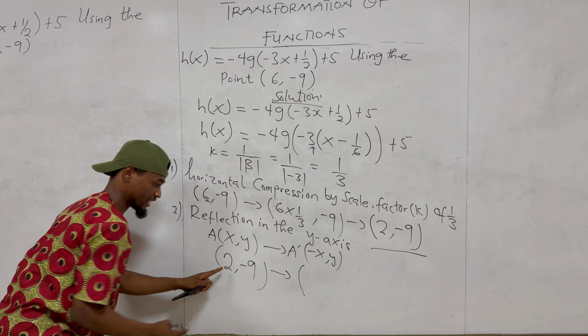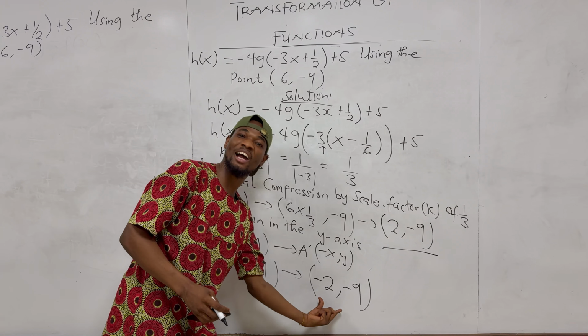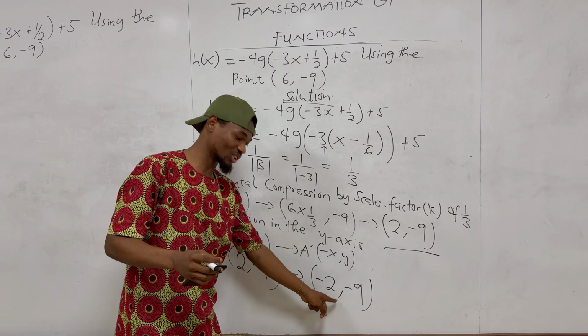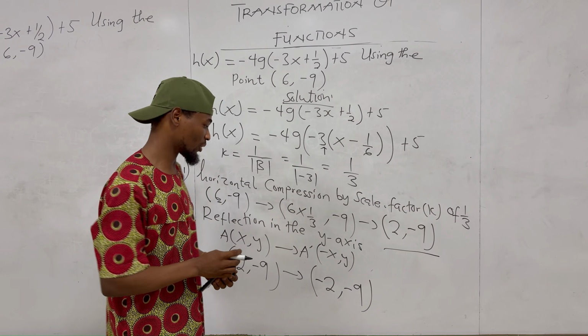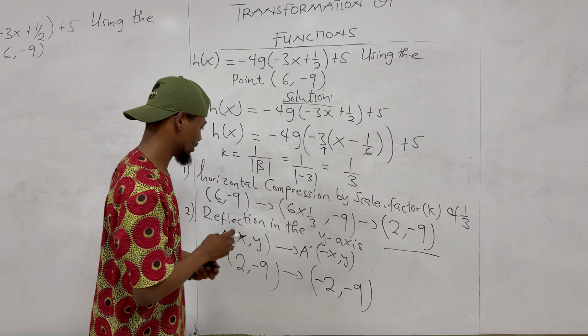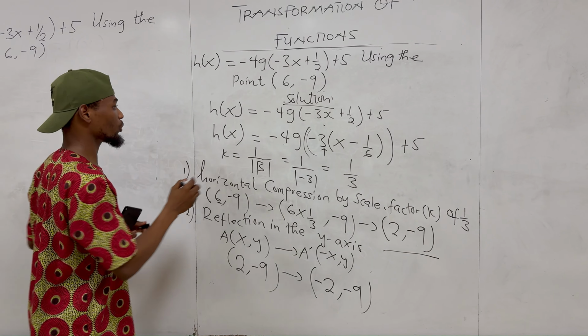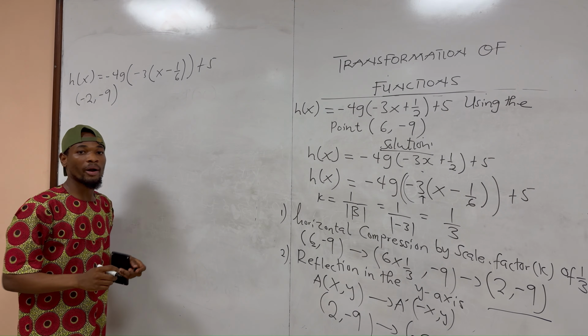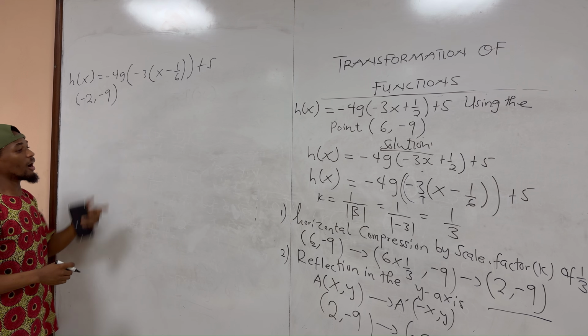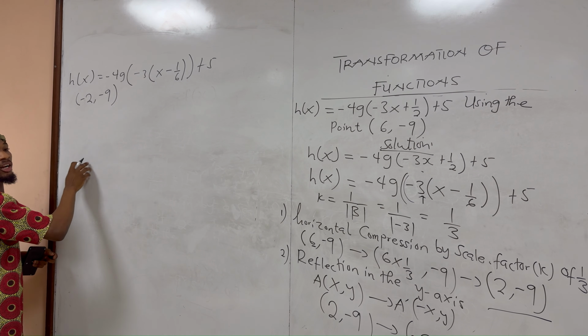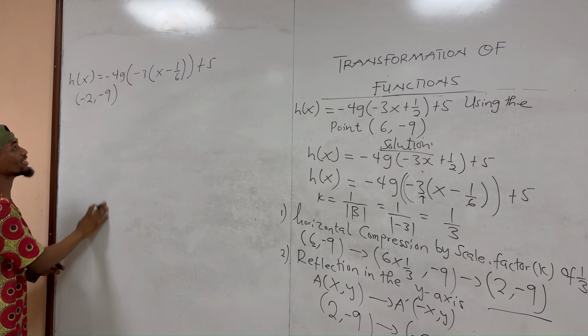Here x has been negated, right? So I'll negate x, which is 2, then I have my negative 9. Afterwards, I'll proceed using the current point. So imagine this is wrong, everything will be wrong. You get that? Alright, so we are done with this. So that's reflection in the y-axis gives this coordinate.